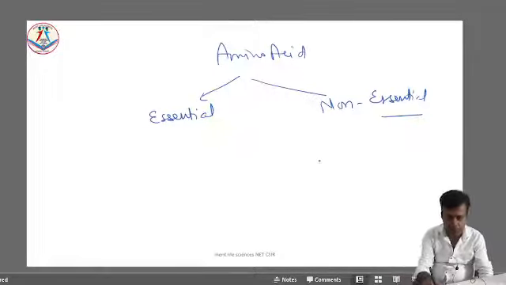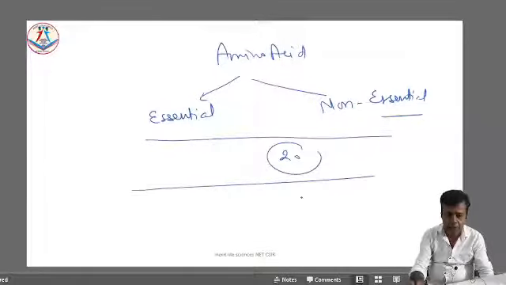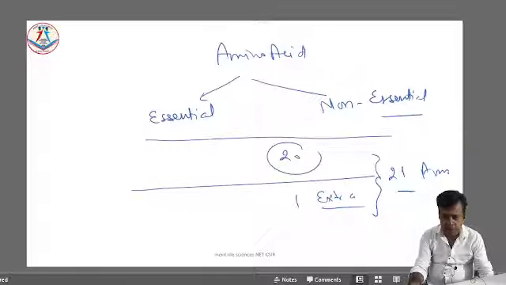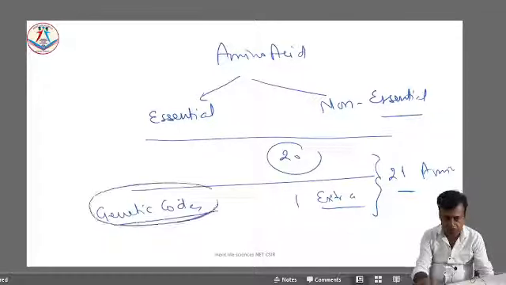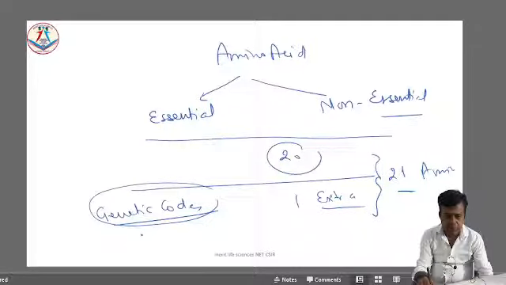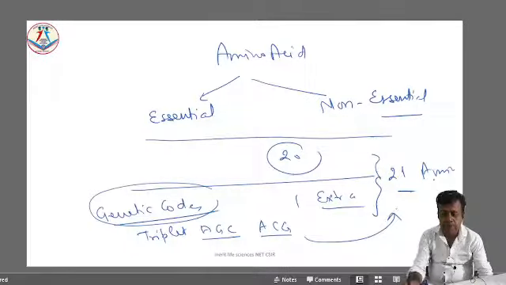Reply here. So there are two types, essential and non-essential, and out of these only 20 are natural, and one is extra, that is synthetic. So these are the natural 20. So in total it makes 21 amino acids, which are coded by various kinds of genetic codes. Do you know the genetic codes? Who will answer me? What is the genetic code? It is a triplet code which codes for one amino acid. Very good. So this is a triplet code, okay? I'm talking about AGC. If you are taking AGC or ACG, all these are triplet codes and they are coding these amino acids.